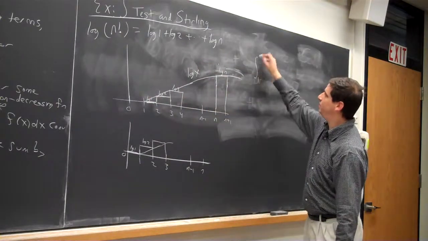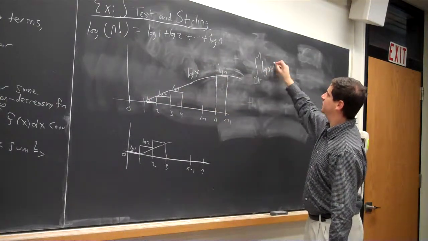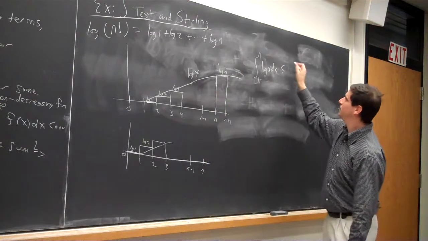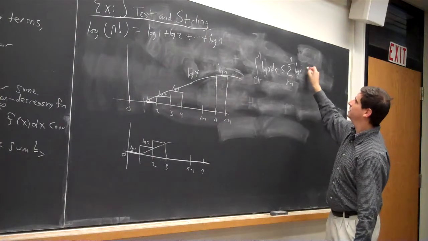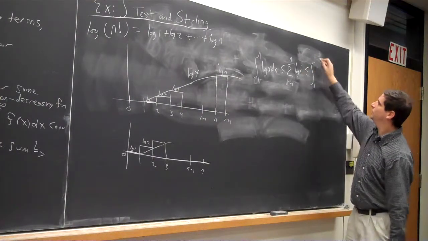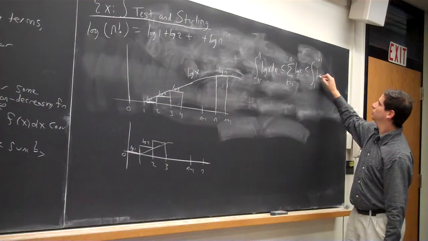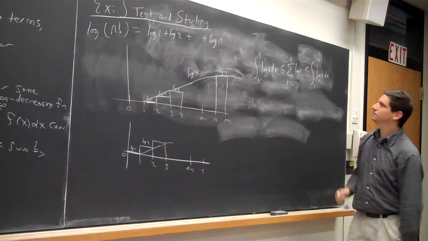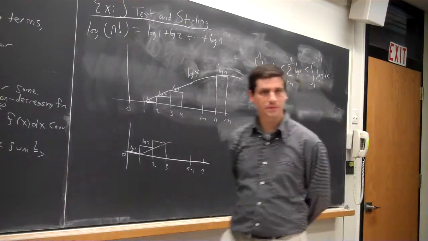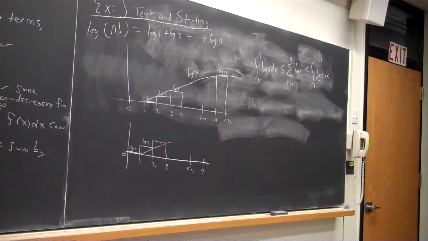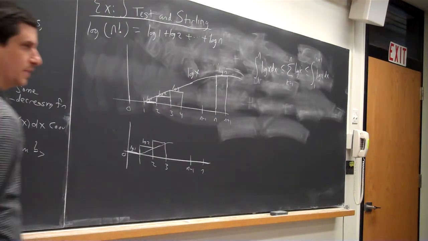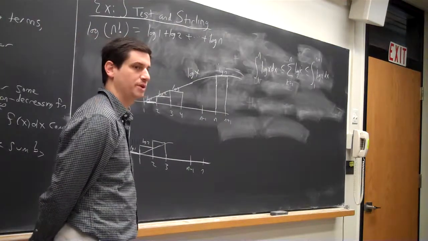So the integral from 1 to n of log of x dx is less than or equal to the sum, k goes from 1 to n, of log of k, which is less than or equal to the integral from 1 to n plus 1 of log of x dx. This will give me a really good bound. There are things we can do to evaluate this a little bit better and to think about what our error is, how much we are missing by. But this will give us a pretty good approximation.